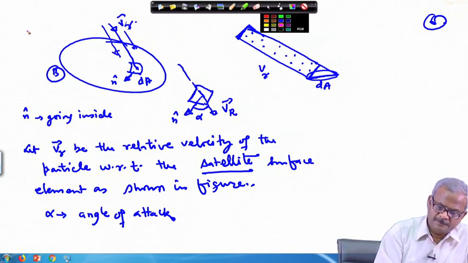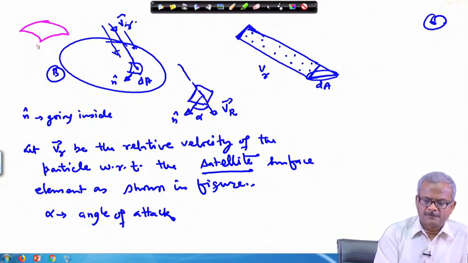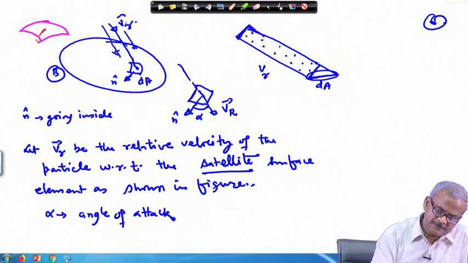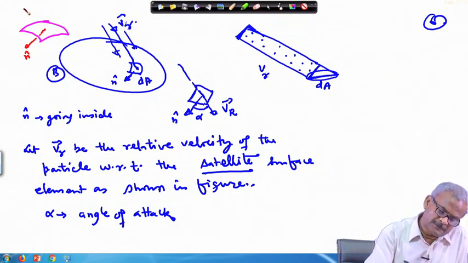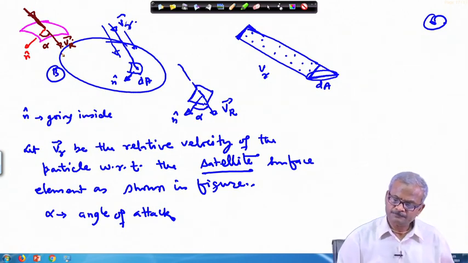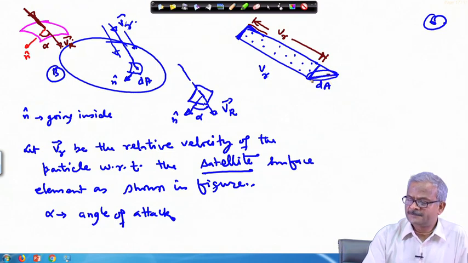We can do a little better. Say we have this surface, and the normal to this surface is going inside. This is n cap, and the velocity vector is coming from this direction, going like this. So this angle is alpha, and this is v r. All the particles contained in this tube of length v r, from here to here, will strike this surface in 1 second.